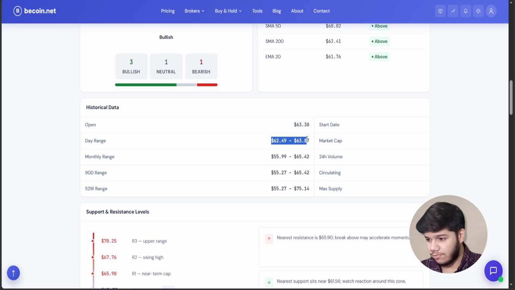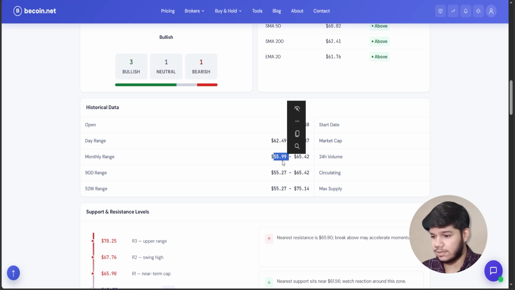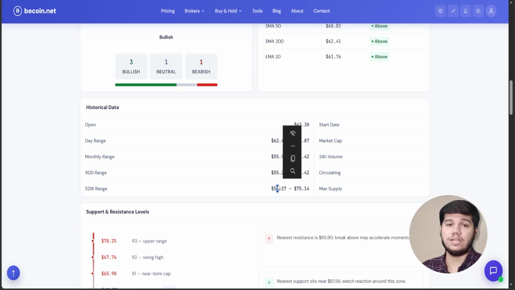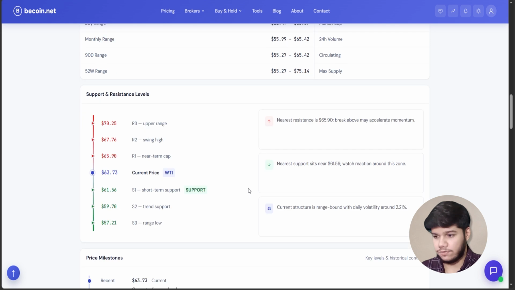So here is the day range. You can use these ranges, the monthly range, 90-day range, and then eventually the 52 weeks range. Now, if you scroll down a little bit more, my personal favorite section is support, resistance, levels. Here you can see all the support, the R1, R2, and R3 range, the S1, S2, and S3.